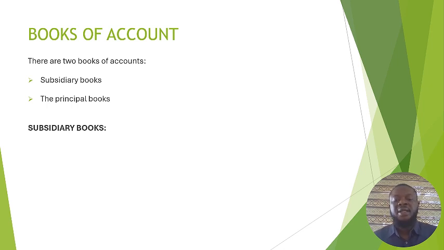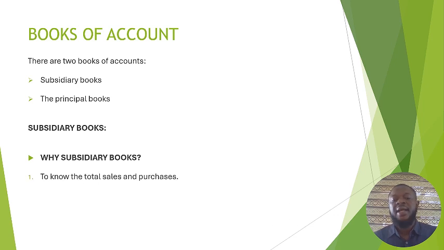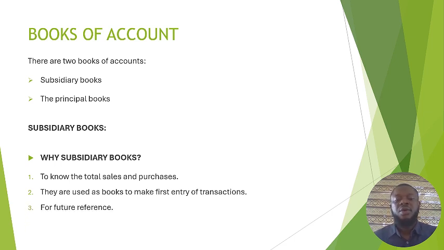So why subsidiary books of account? Why are we using the subsidiary books of account? Number one, to get the total sales and total purchases, total sales on credit and also total purchases on credit. Then also they are used as a book to make the first entry of a transaction. It can also be used for future references.